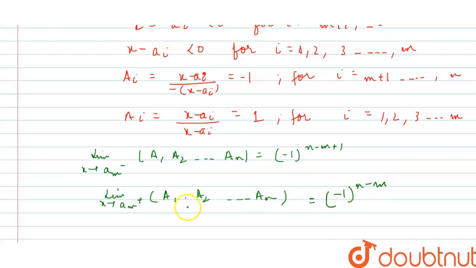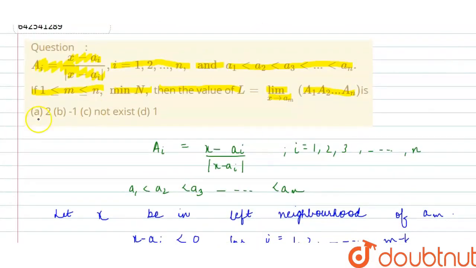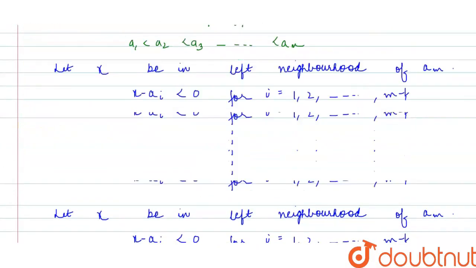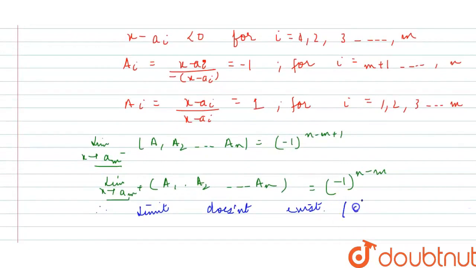So therefore we can say, since this is not equal to this, this limit does not exist. Let us have a look at the options. We can see that option C is that it does not exist. Therefore option C is the correct option. I hope this explanation is clear to you all.